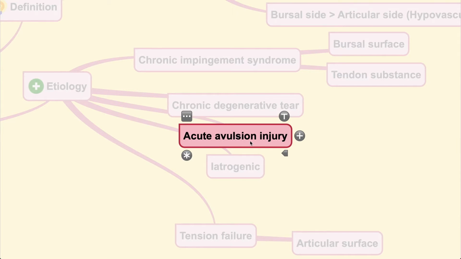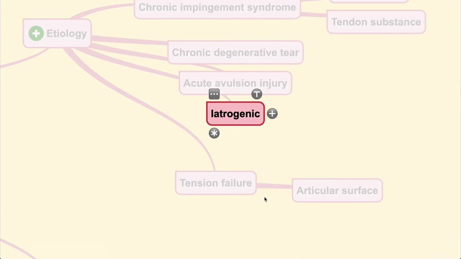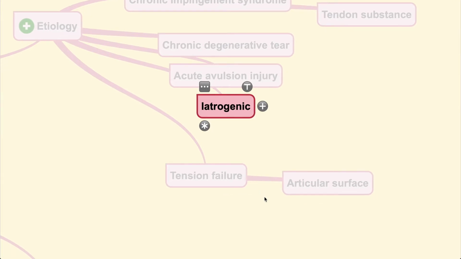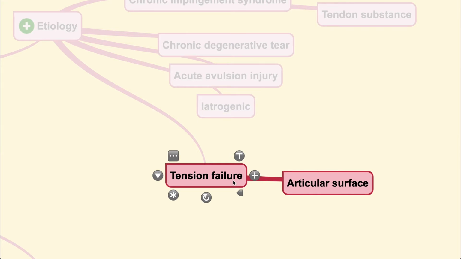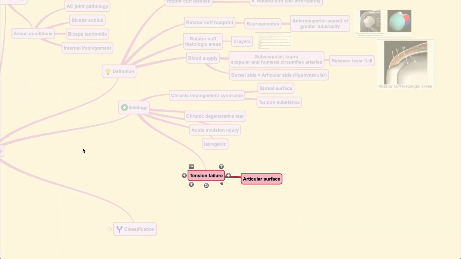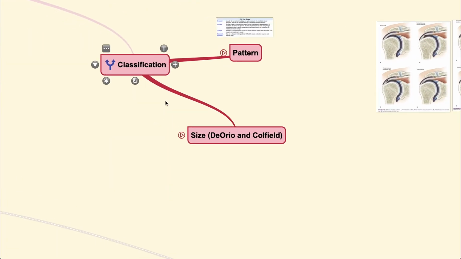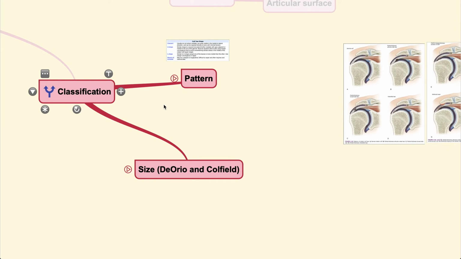It could also be part of an acute injury, and it could also be caused by the doctors who are performing the surgery, or iatrogenic. Tension failure of the rotator cuff is usually situated at the articular surface. Well, knowing all of that, you need to be able to classify the rotator cuff tear that has occurred.